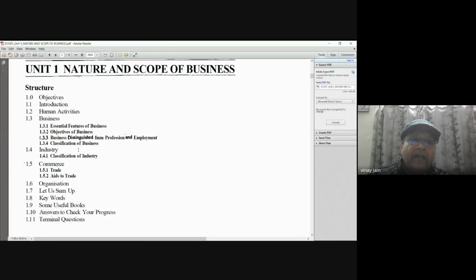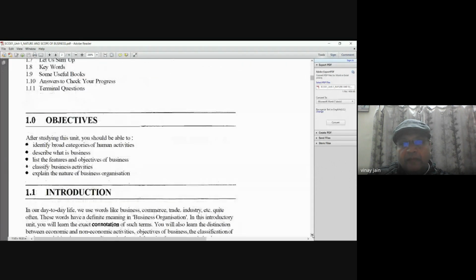Then, guys, we'll have a glimpse of the classification of business. Then we have industry, and the classification of industry. Then commerce: what is the scope of commerce, where it is applicable, and what kind of activities are involved in commerce. Then trade, aids to trade, then the organization. Then we'll have a summary, keywords, and the reference books. So let us have a discussion.